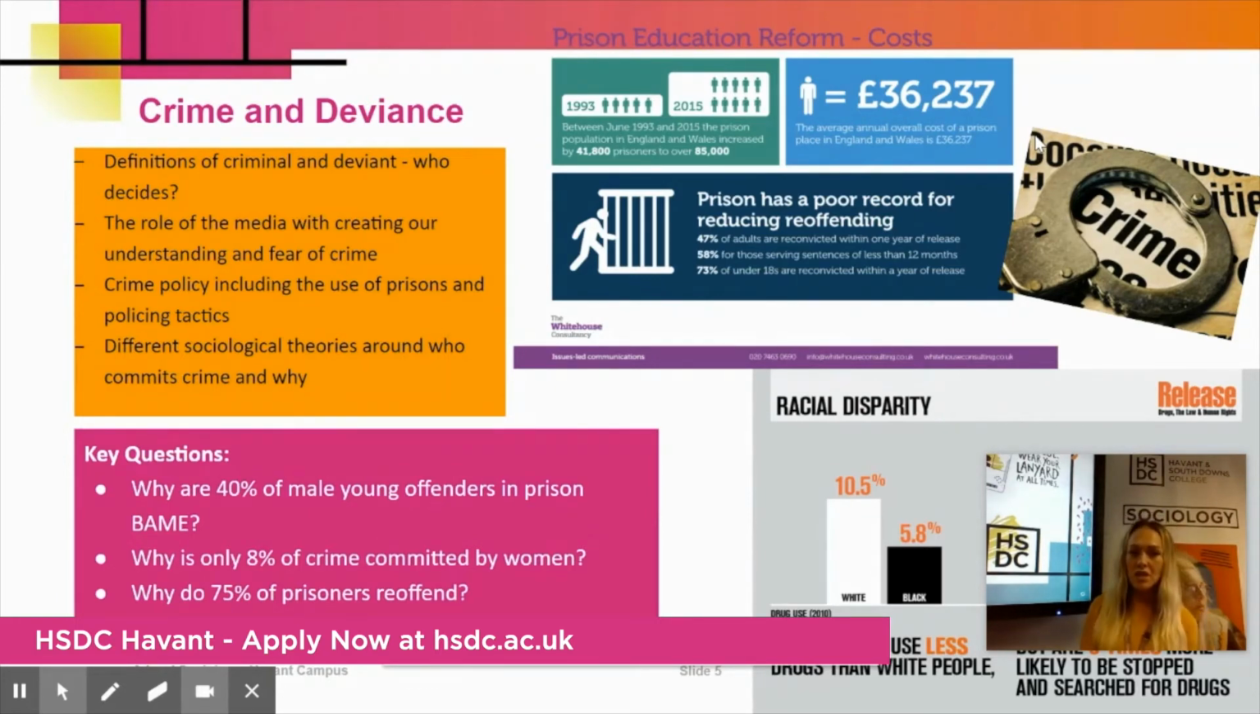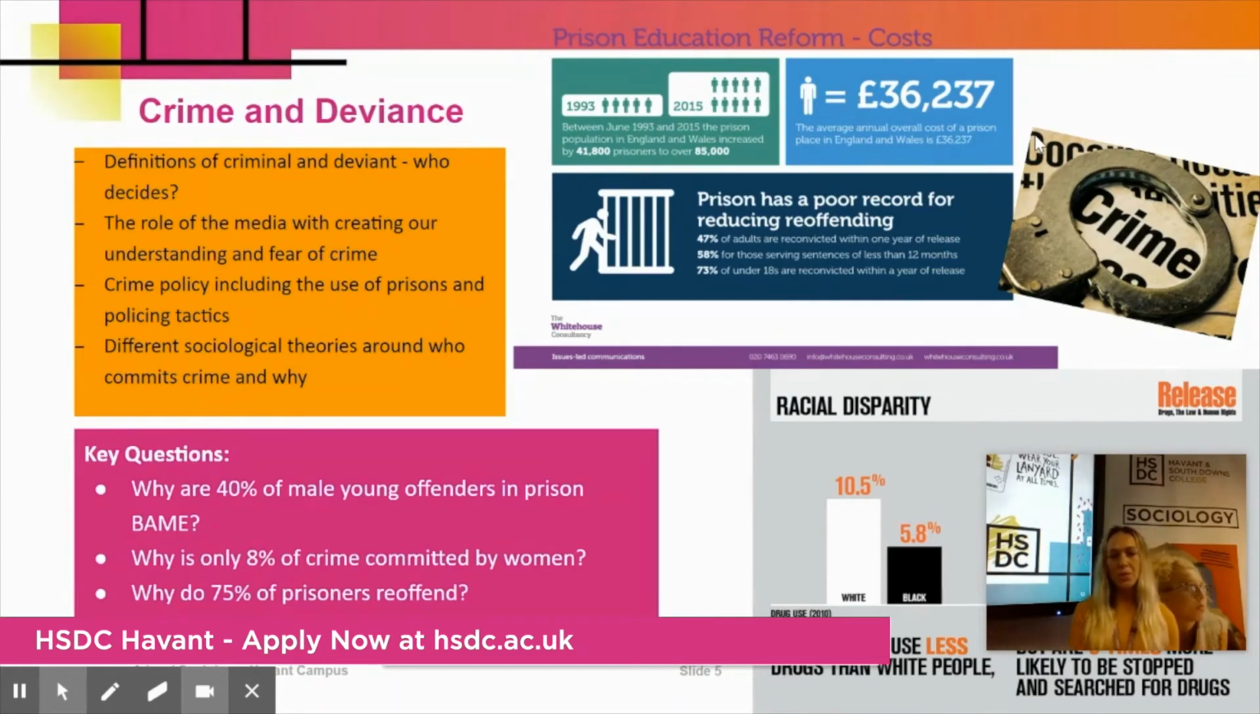What's the role of the media in creating our understanding and fears of crime? Are they real and rational? What are current crime policies, and how have they changed? Do prisons work, and do policing tactics work? We'll also look at different sociological theories around who commits crimes and why.